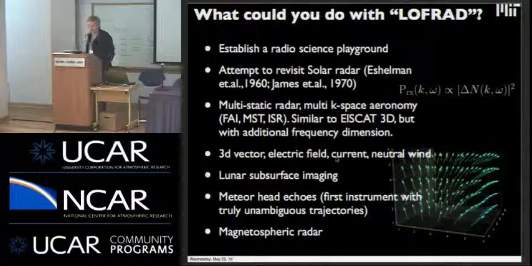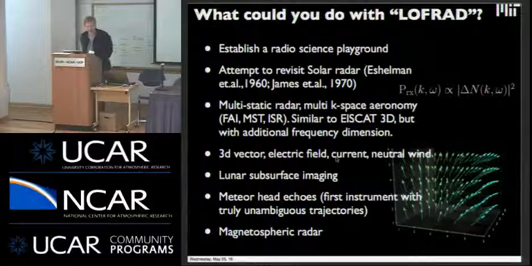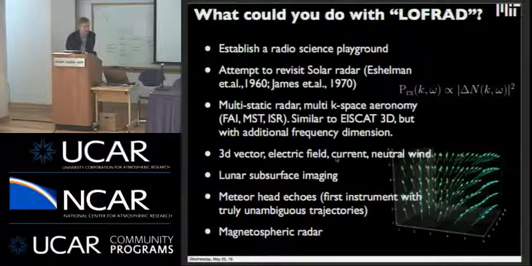If it's a low frequency radar, as it's intended to be, it will have very good penetration properties into the moon, and the moon is probably the only planetary body that we can study with it, but I think we could do it pretty well. For meteor head echoes, it would be an amazing instrument because it's multi-static. It will allow you to unambiguously determine where the trajectories are. And there's a lot of controversy right now, especially with meteors, on are they high altitude meteors, or are they aliased, or are they in the side lobes? This instrument would resolve this completely.